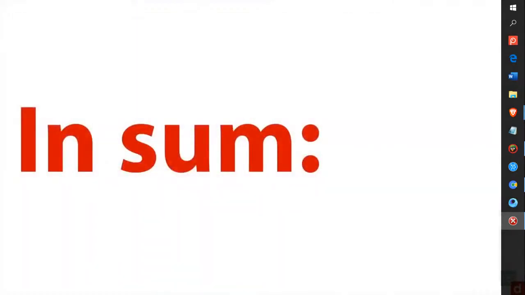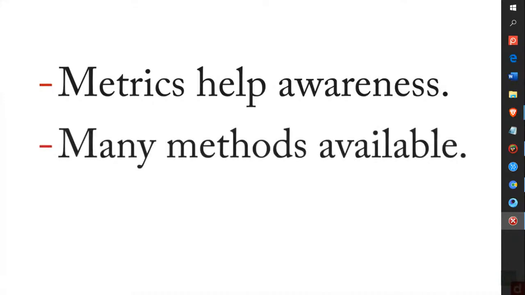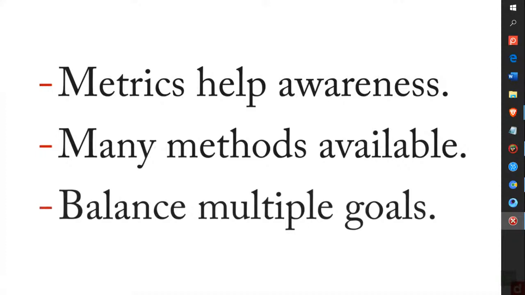Now, this is a very general summary, and let me finish with this. In sum, metrics or methods for measuring can help awareness of how well your organization is functioning and how well you're reaching your goals. There are many different methods available for defining success and measuring progress towards those things. The trick, however, comes when you have to balance efforts to reach multiple goals simultaneously, which can bring in the need for things like optimization.